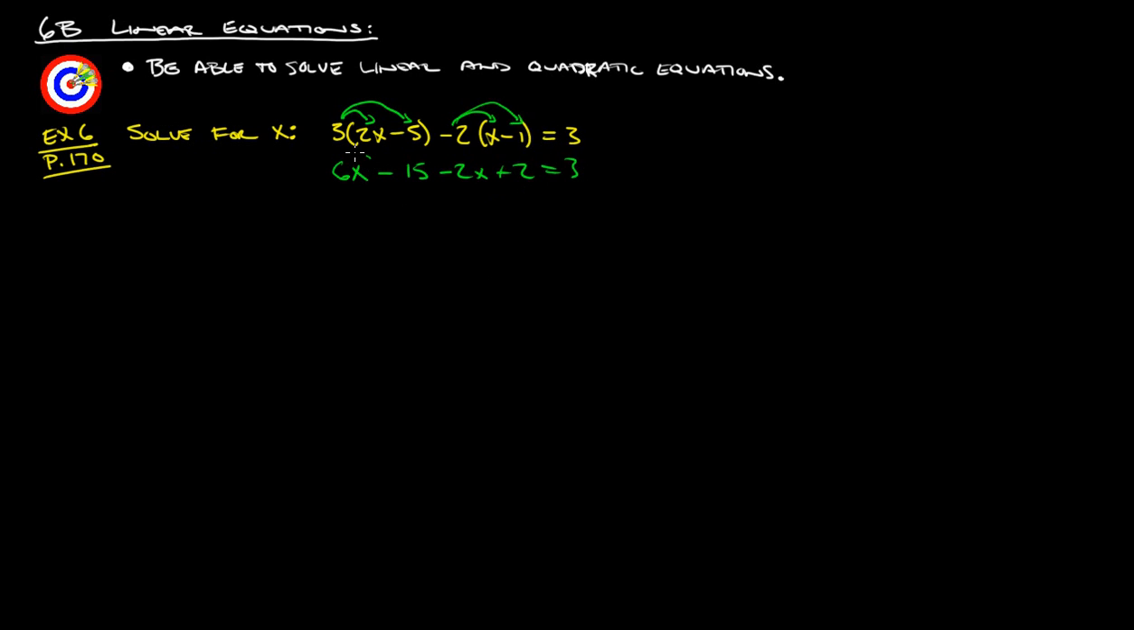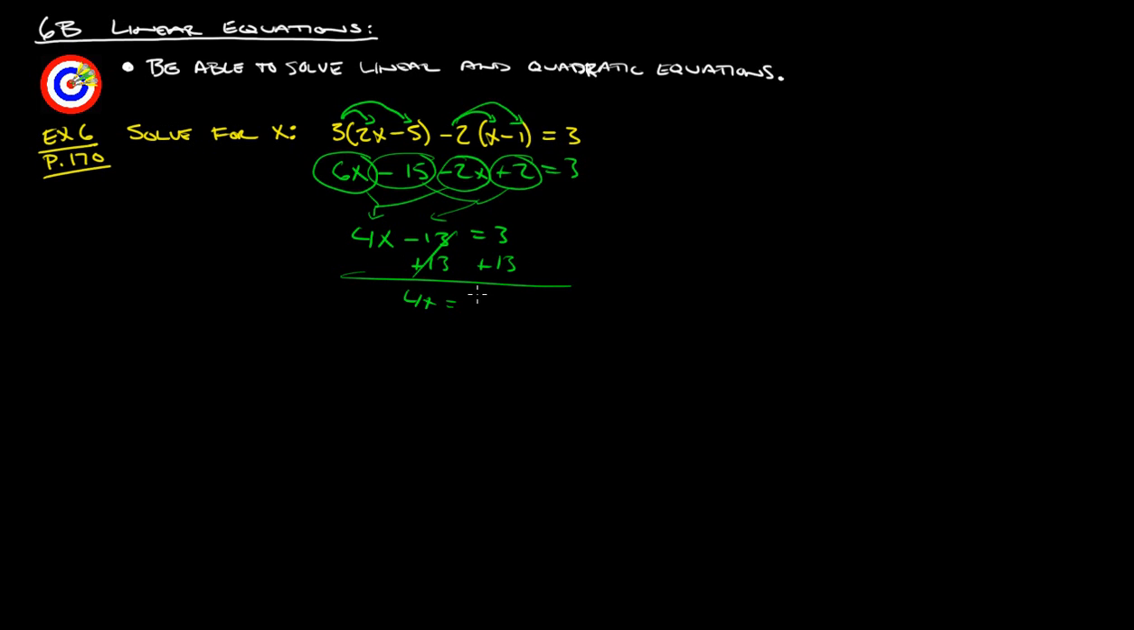I'm going to collect my like terms. So I know that 6x and negative 2x go together to make 4x. And then I'm going to take my negative 15 and my 2 to make negative 13, and this all equals 3. Add 13 to both sides, and we get 4x equals 16, divided by 4, and x equals 4. Right? Alright.